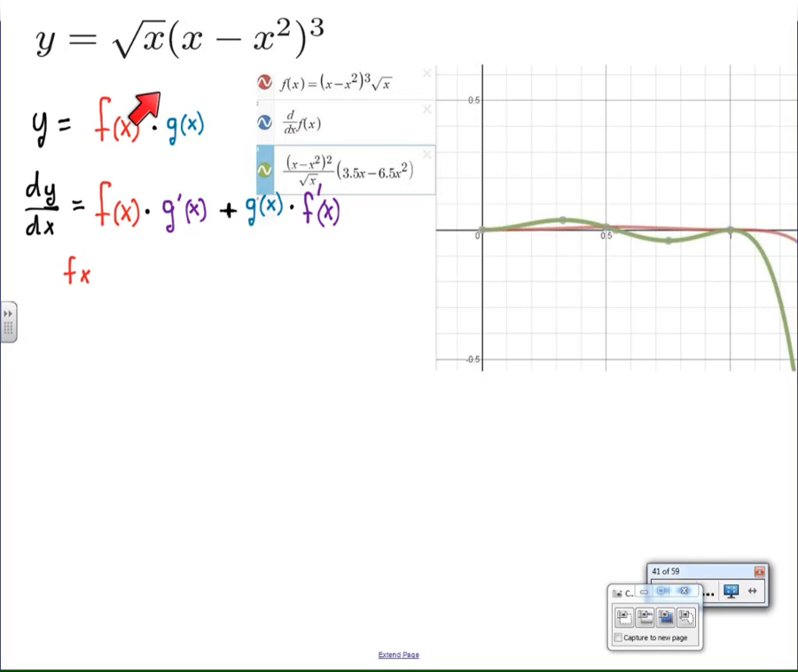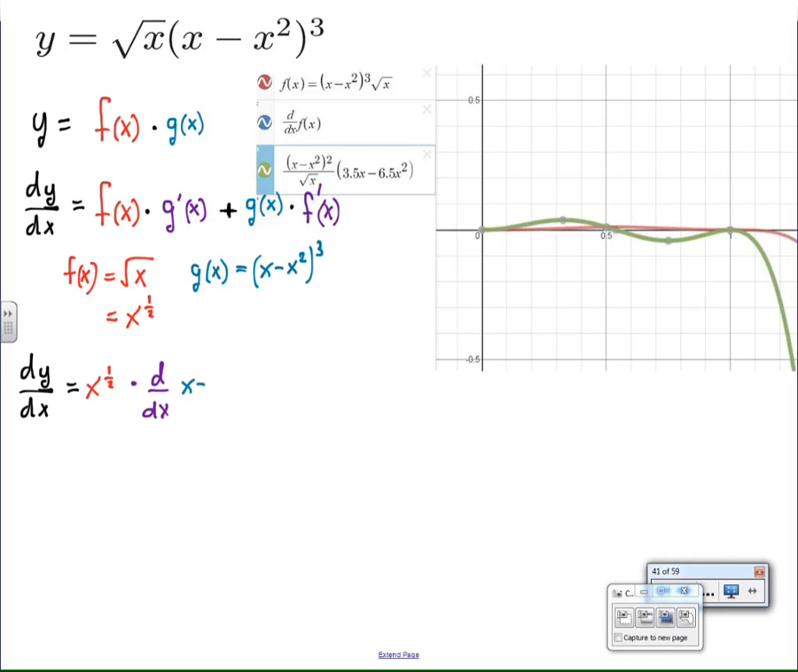So in this case, we recognize the first function f of x. We can define that as the square root of x, or x to the 1/2 power. The g of x is the other part, the x minus x squared to the third. So that's two functions multiplied together. Therefore, we're going to use this format to find the derivative without having to use first principles. So it is a shortcut.